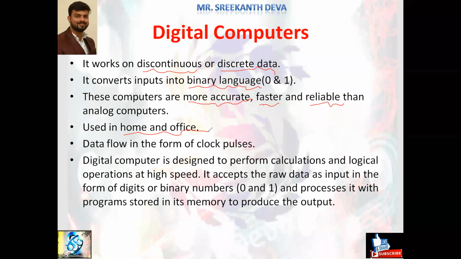See, how is data going to flow in digital computers? Data flows in the form of what? Clock pulses. The data flows in the form of clock pulses. See, I try to represent it here, like that. The data flows in the form of clock pulses, like 0101 format. So this is the representation of clock pulses. This is a diagram we can use for digital computers. The data flows in the form of clock pulses.